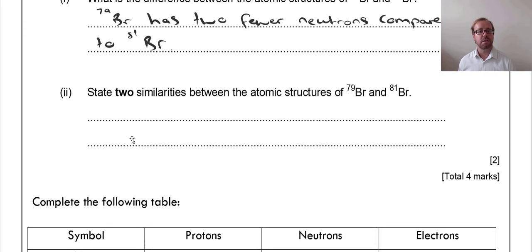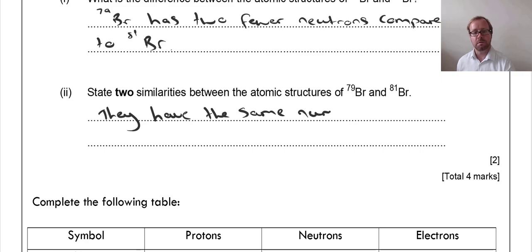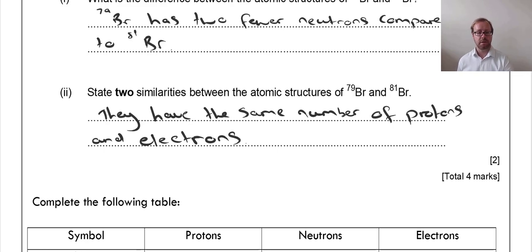Okay, moving on. State 2 similarities between the atomic structures of 79Br and 81Br. Well, you can definitely state 2 of these. Our first one is quite obvious. They have the same number of protons, and also because they are atoms and they are neutral, they have the same number of electrons. Okay, right, so moving on to the hardest table.